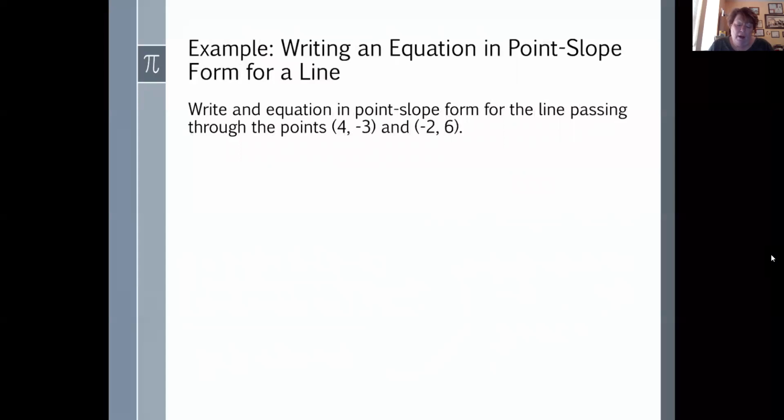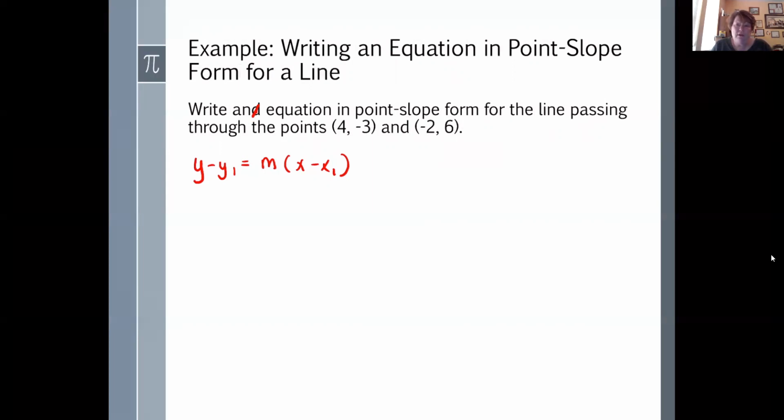Write an equation, got a typo right there, write an equation in point slope form for the line passing through the points (4, -3) and (-2, 6). So what's my point slope form again? y minus y1 equals m times (x minus x1). All right, so what are the 2 things that I need to know? I need to know the slope of this line, and I need to know one point. Well, I have points, but I don't know the slope. So I'm going to have to determine what the slope is.